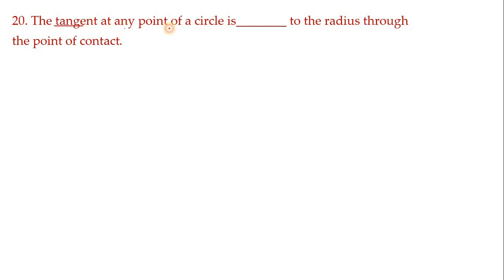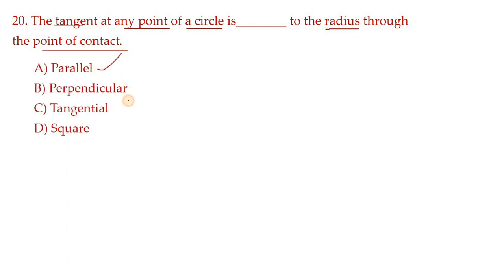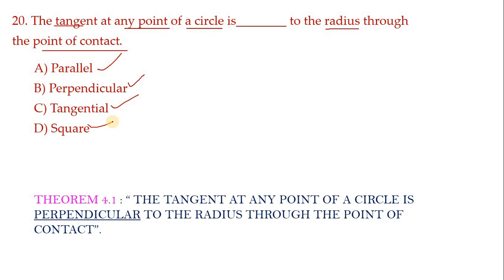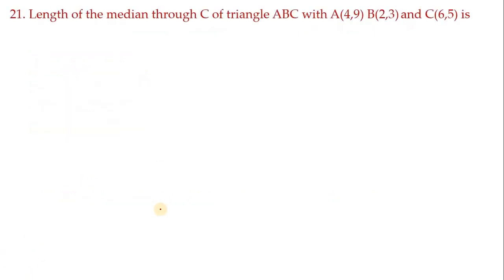The tangent at any point of a circle is dash to the radius through the point of contact. Options are parallel, perpendicular, tangential, square. In the circle chapter, theorem 10.1 says the tangent at any point of a circle is perpendicular to the radius through the point of contact. So the correct answer is perpendicular. If you draw a tangent to a circle, the tangent will be perpendicular to the radius. So the correct option is B. Move on to the next one.